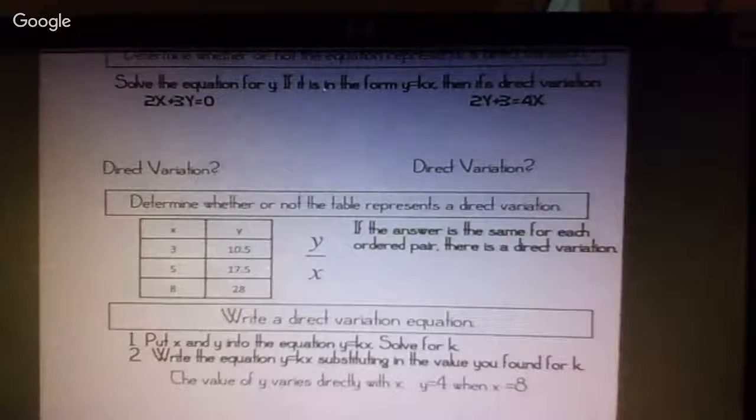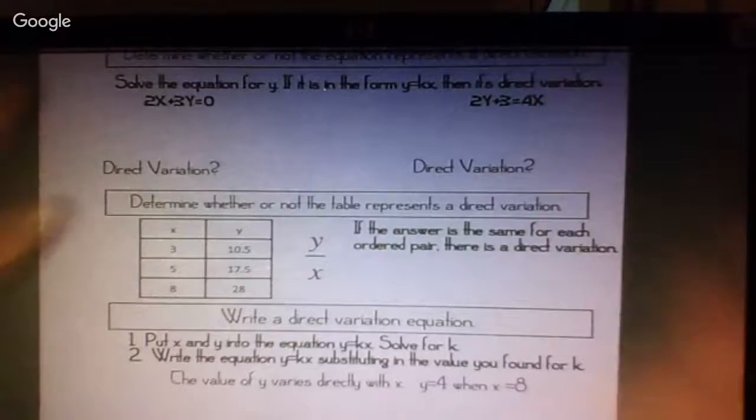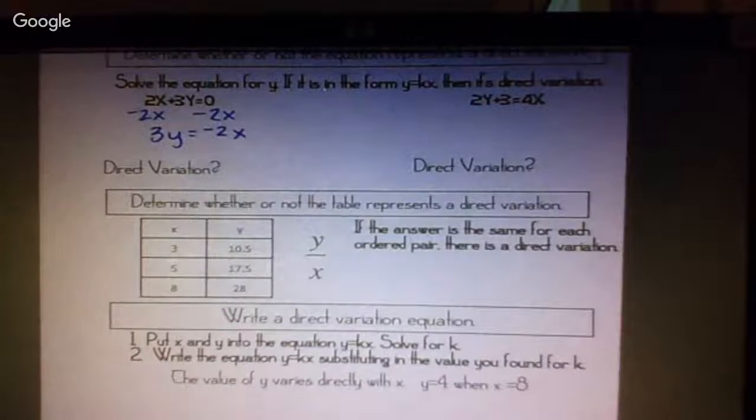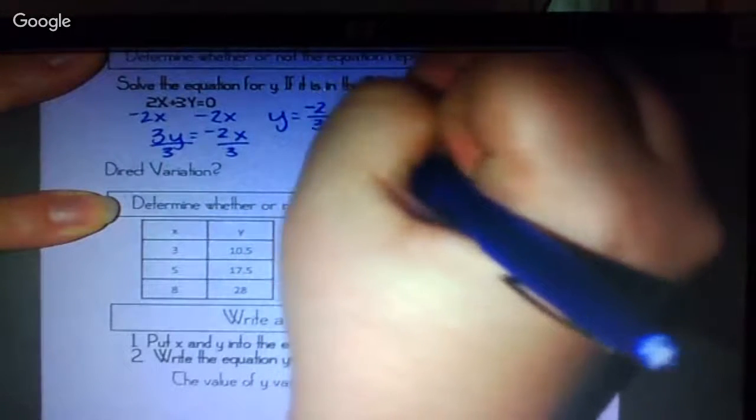So if I solve my first equation for y, what's my first step? Move your 2x over. Good, Muhammad. Move my 2x over. So it has to become negative 2x. So I get 3y equals negative 2x. My next step then, Jeremiah, is what? Divide by 3. We're solving it for y, not x. Divide by 3. So I get y equals negative 2/3 x.